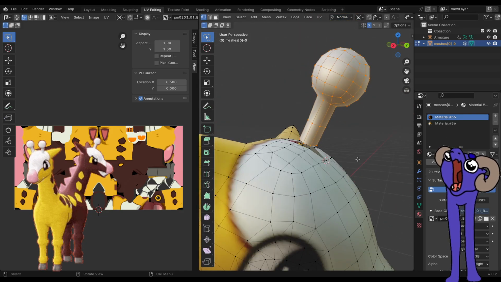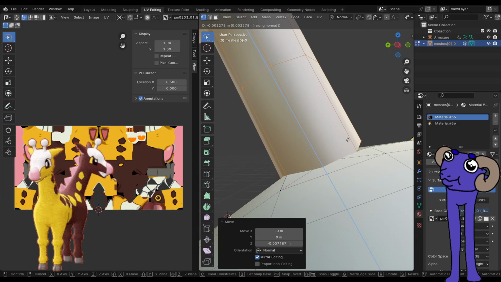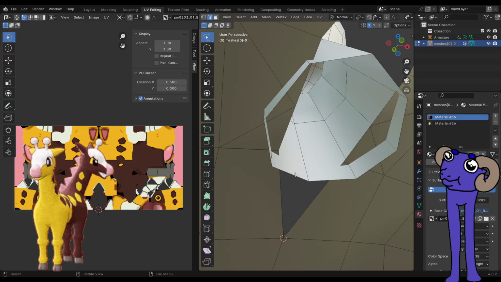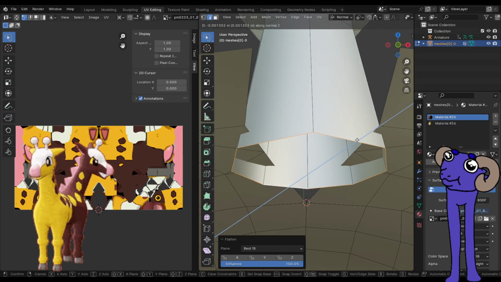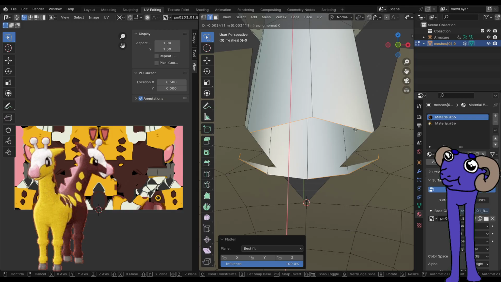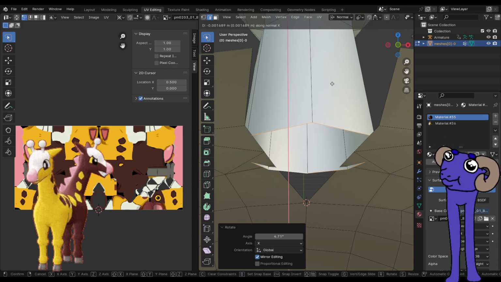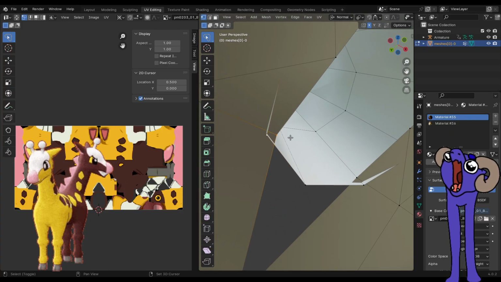Let's go based on the normal, so I should just be able to... oh, active element. Shove that in there. Let's flatten this out. Maybe make this a little bit more flat to here. And now we should be able to just start merging vertices.